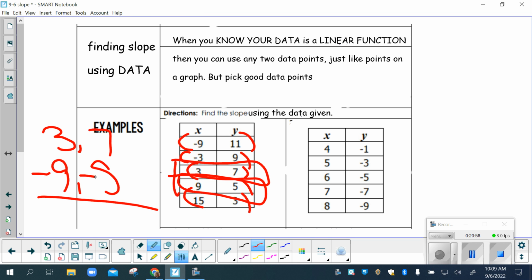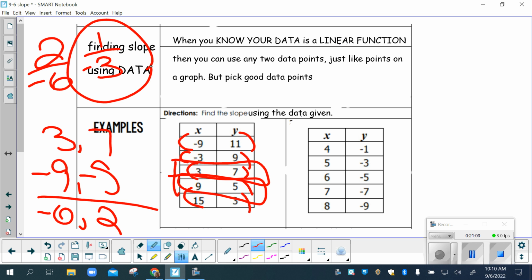Change. And here's what I'm going to get. I'm going to get negative 6 on the bottom. I'm going to get 2 here, just like Chris showed me, 2 over negative 6. I'm going to reduce it to 1 over negative 3. I'm done. So don't let the many numbers fool you. Pick 2 you like.